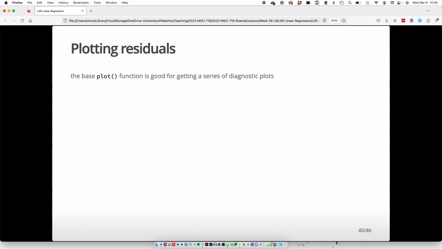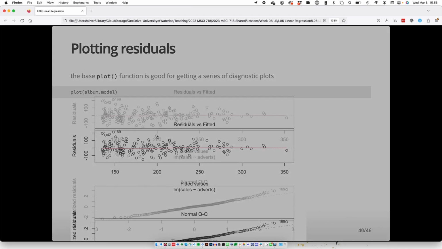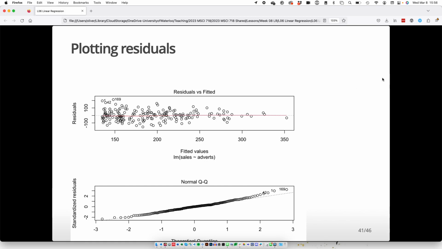The base plot function is good for getting a series of diagnostic plots. So the convenient way to look at this is just to type plot LM model, and you get a bunch of these plots. So I'm going to see if I can zoom in a bit.